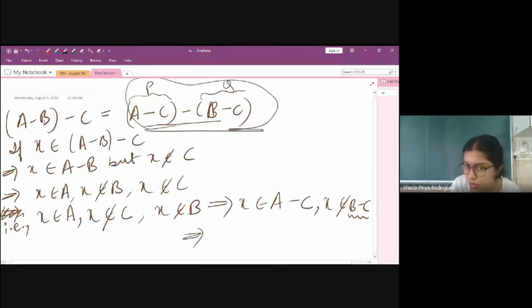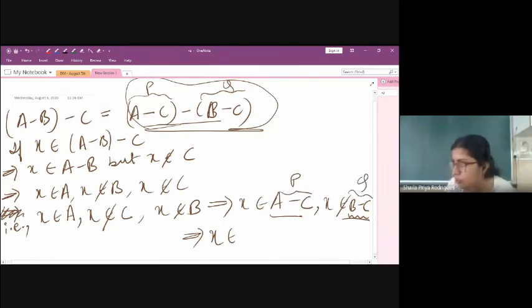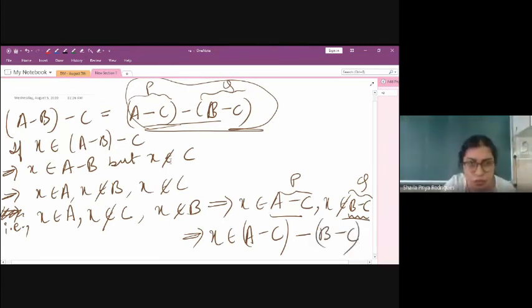What step next? What do we have next? x is a part of the set A minus C, but not a part of the set B minus C. What does that mean? You look at this set as P and you look at this set as Q. If x is a part of P but not a part of Q, it means that x is a part of P minus Q, where P is A minus C and Q is B minus C. So we're done here? Oh, we're done with only the first part.